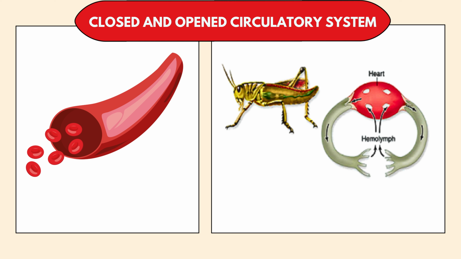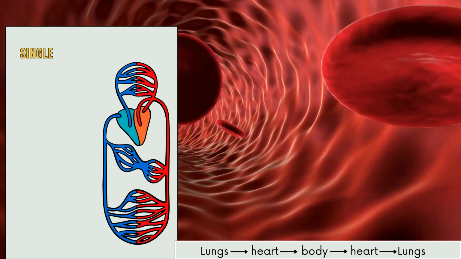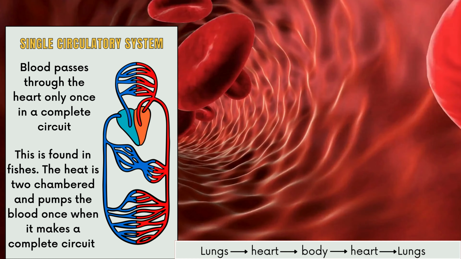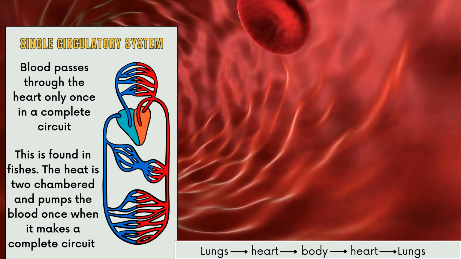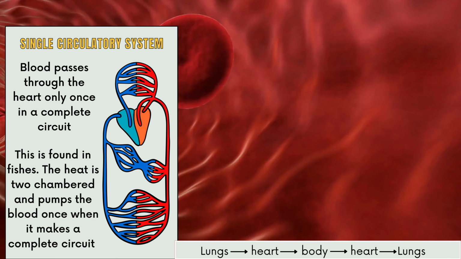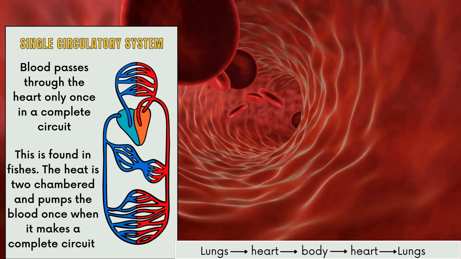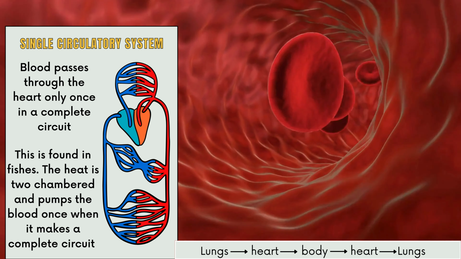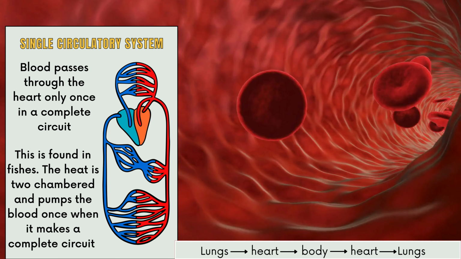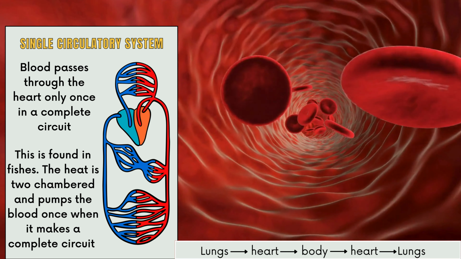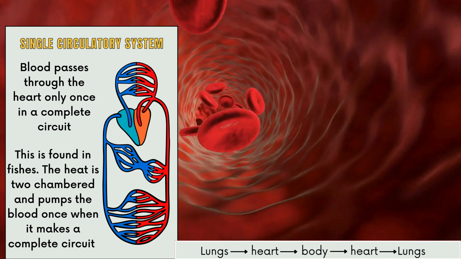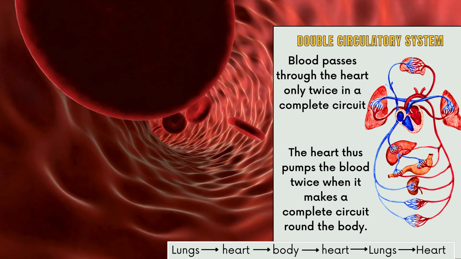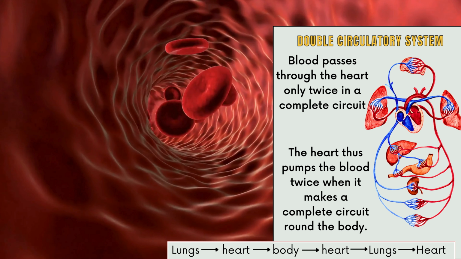The closed circulatory system is further divided into the single circulatory system and the double circulatory system. In the single circulatory system, the blood only passes through the heart once every time it makes a complete circuit round the body. This system is common in fish, which have only a two-chambered heart, that is, one auricle and one ventricle. The double circulatory system is found in mammals and reptiles, which have a completely divided four-chambered heart.